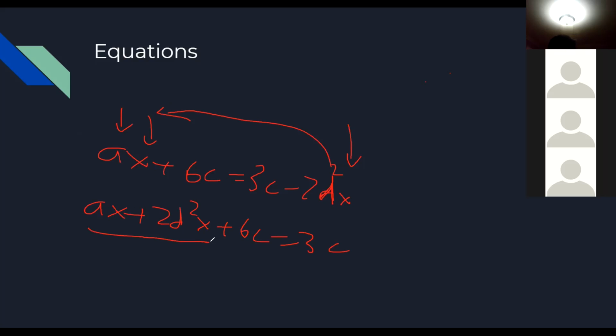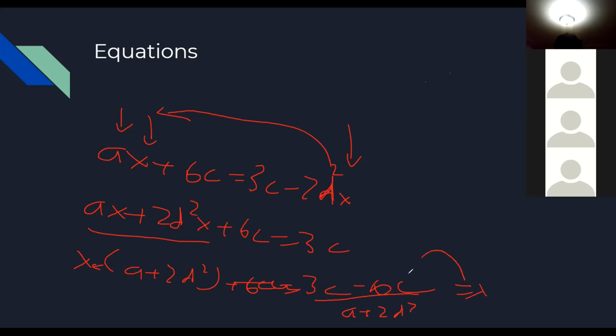Now that we have x's on this side, we need to factor x so that it's x times something that acts as a coefficient. So x times a plus 2d squared, since they have a common factor, plus bc equals 3c. So now we can shift bc over and then divide by a plus 2d squared to get our x in terms of all the other variables.